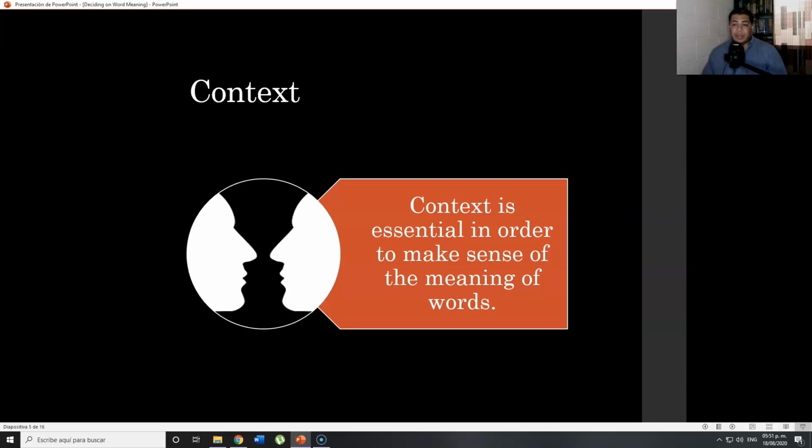Now, it is very, very important to consider the context. If we ignore the context, then we are going to have a very hard time understanding what word we should use when we are translating. Now, I chose that picture because it is a contextual picture, right?